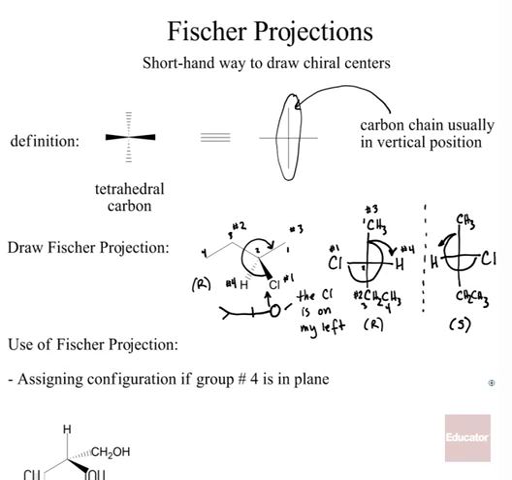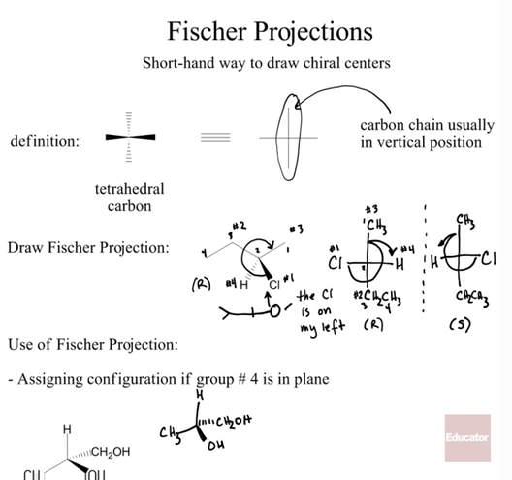One other very nice use of Fisher projections is if we have to assign the configuration where our number 4 group is in the plane of the page. Let me redraw this in case it's a little too low to the bottom of the screen. If we were given this molecule and we were asked to assign it as the R or S configuration, we would have a hard time doing it, because our lowest priority group is not a wedge projecting out toward you. It's not a dash pointing away from you. It's in the plane, which means it's parallel to the plane, and we don't have any rules for that.